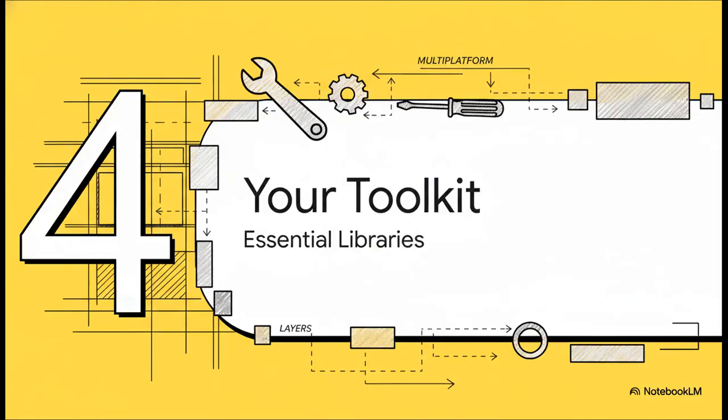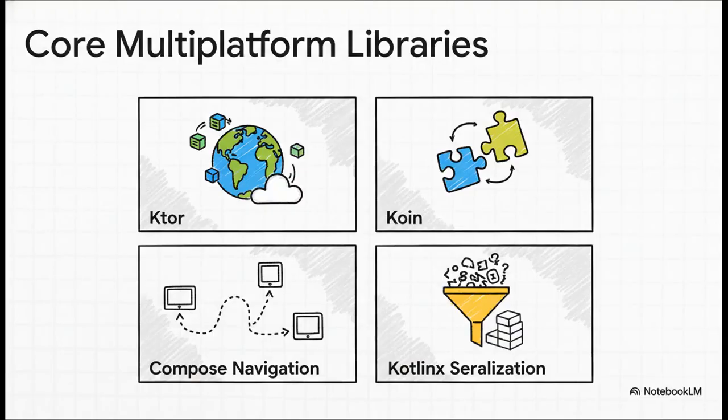A blueprint is great, but you can't build a house without tools, right? So let's assemble our toolkit. These are the essential multi-platform libraries that are going to bring each layer of our architecture to life. So, for your services layer, Ktor is a fantastic networking client from JetBrains themselves. To manage and provide all these different pieces, a popular choice is Koin for dependency injection. For moving between screens, Compose has its own really powerful navigation library. And for turning that messy API data into nice, clean Kotlin objects, you're going to want kotlinx serialization.